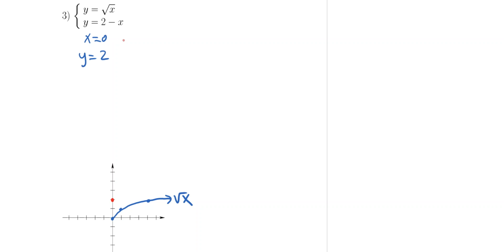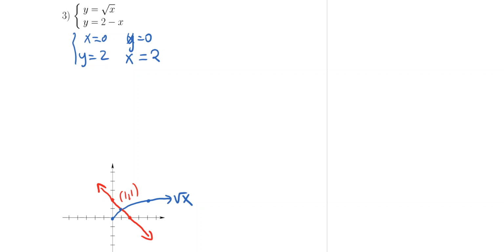And then when y is 0, x equals 2 as well. So I'll have the point 2, 0. So the line would basically be this, and the intersection point looks like it's at 1, 1.